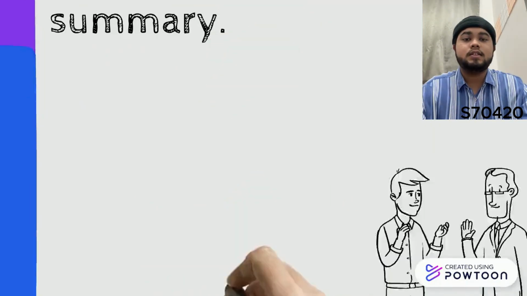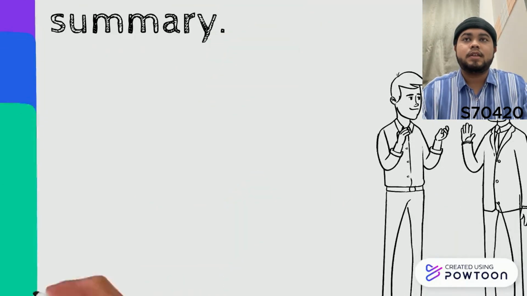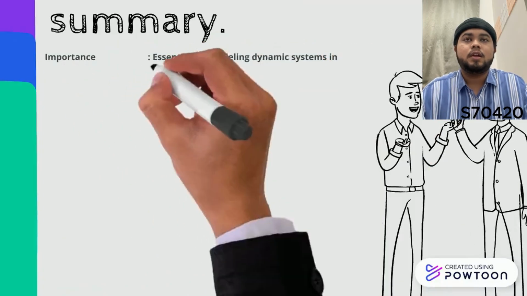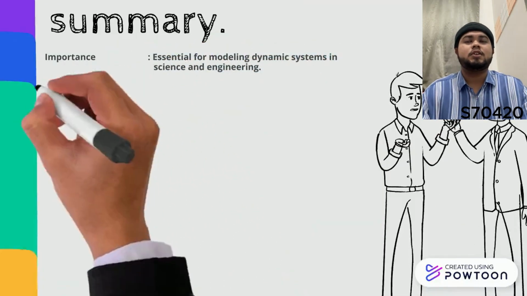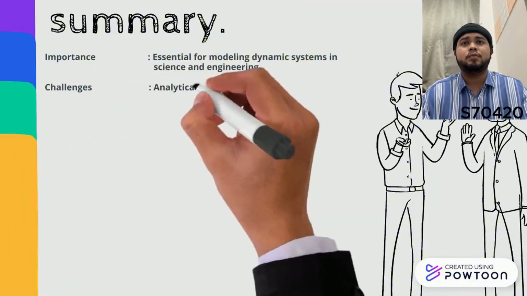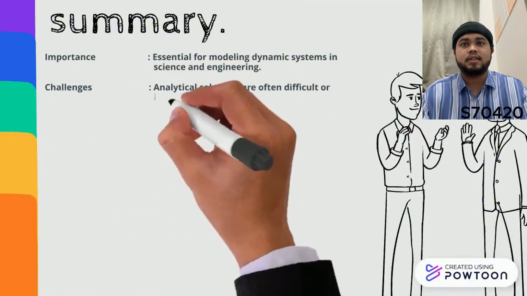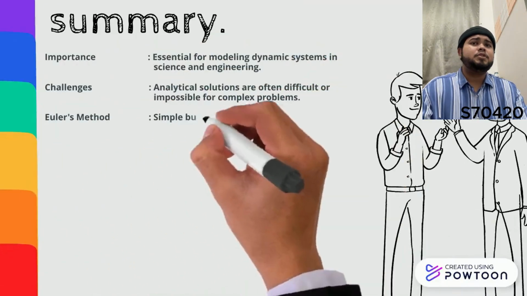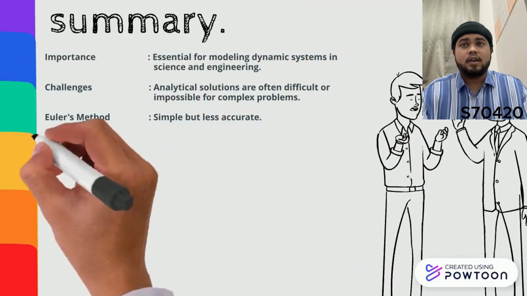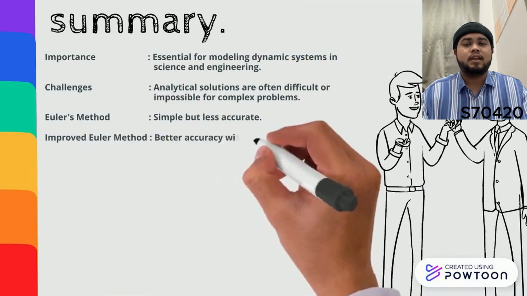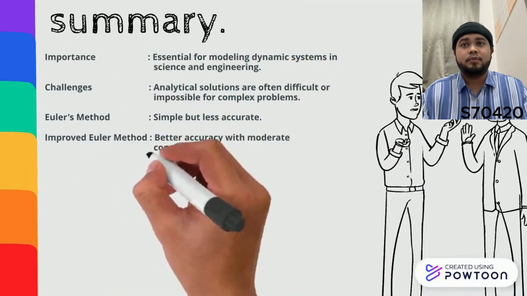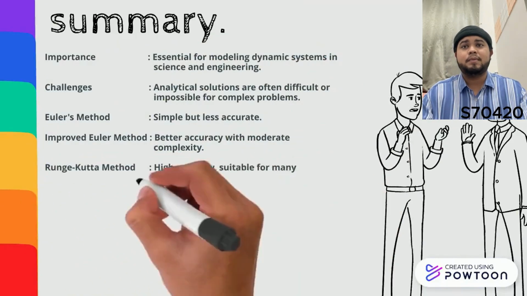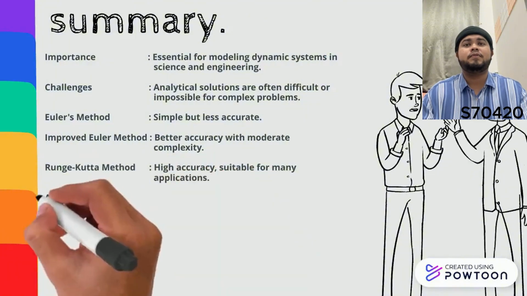So finally is the summary. In the summary, chapter 6, the numerical method for ordinary differential equations is very important and essential for modeling dynamic systems in science and engineering. It is a challenge because analytical solutions are often difficult or impossible for complex problems. Euler method is simple but less accurate. The improved Euler method is more accurate with moderate complexity. And the last one, Runge-Kutta method, has high accuracy and is suitable for many applications.